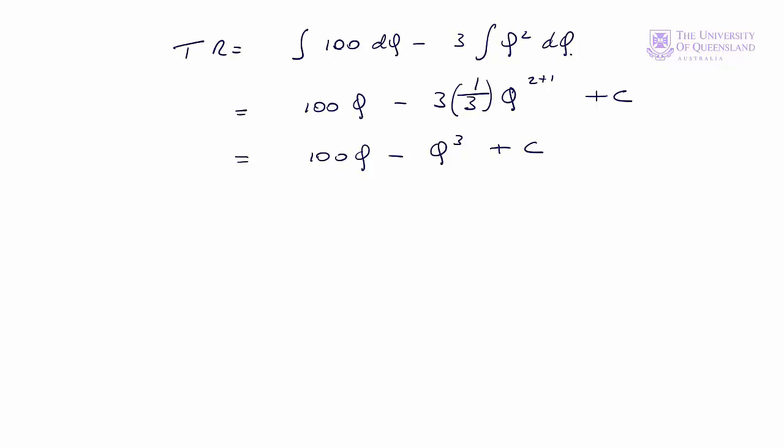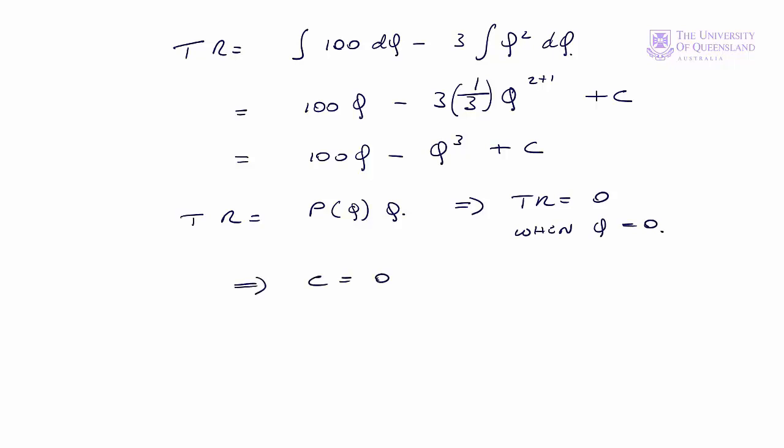We know that total revenue is equal to price as a function of quantity times quantity. That implies that total revenue is equal to 0 when q equals 0. That implies that c is equal to 0. Therefore, total revenue is equal to 100q minus q cubed. We've been able to eliminate the constant of integration.